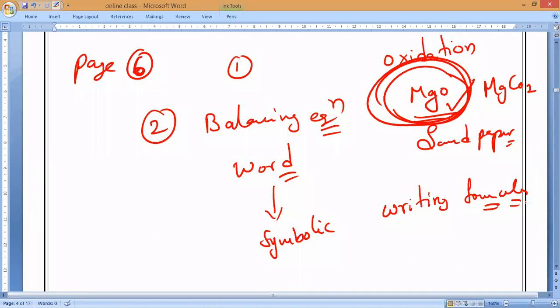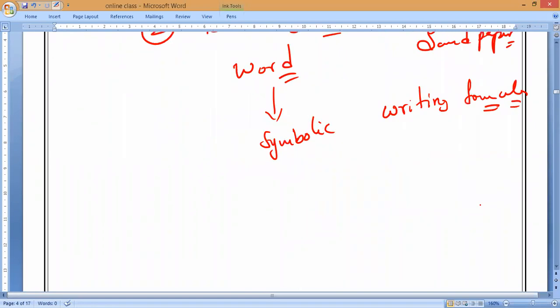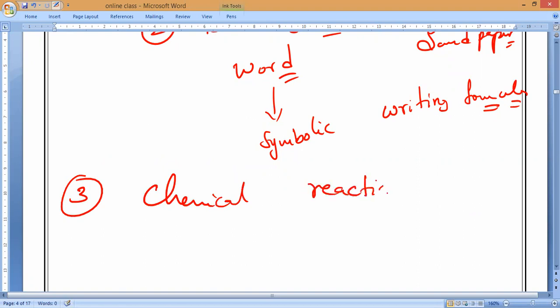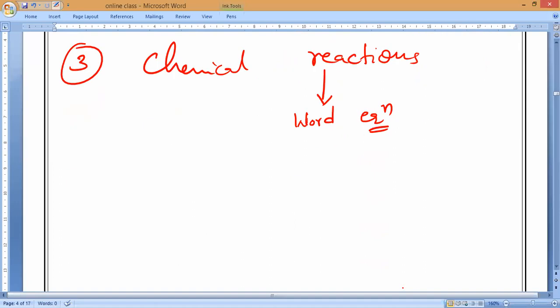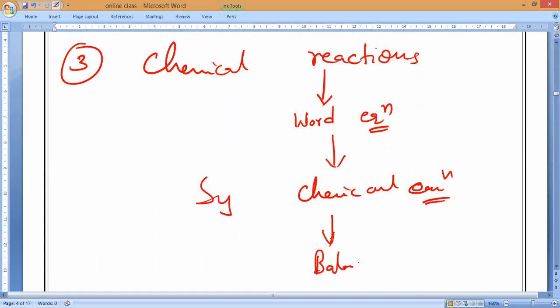Yes. Next, third question. See, in the third question they have not even given a word equation. What have they given? Notice it. They have given chemical reactions. So what do we have to do? First we have to write the chemical reactions in the form of a word equation. Then the word equation we have to write as a chemical equation, a symbolic equation. Later we have to go with the balancing.